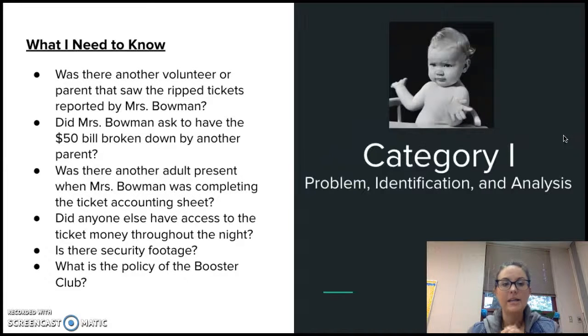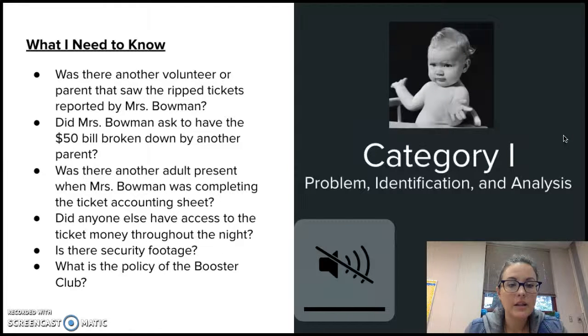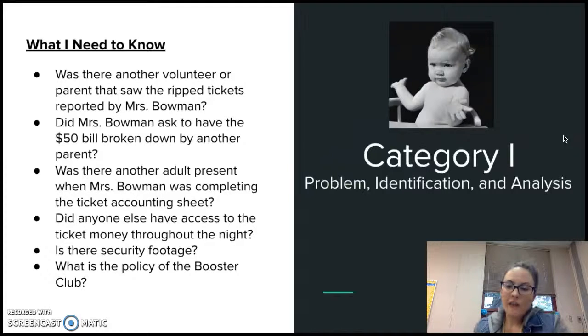So what I need to know is, were there any other parent volunteers or parents in general that saw the tickets being torn? If any parents were in line, did they see that they got torn somehow? And did anyone see Mrs. Bowman trade out the $50 bill to another parent? She might have asked another parent to break the $50 bill, and that's why it's missing. Was there another adult present when Mrs. Bowman was completing the ticket account sheet? Did anyone other than Mrs. Bowman have any access to that money throughout the night? Also, we need to know if there's any security footage that we could use to double check stories. And then we also need to know what the policy is for the Booster Club.